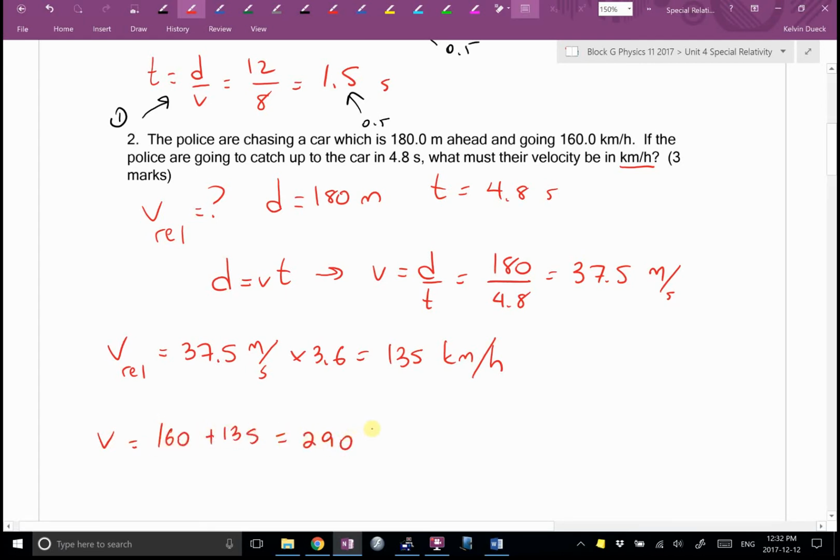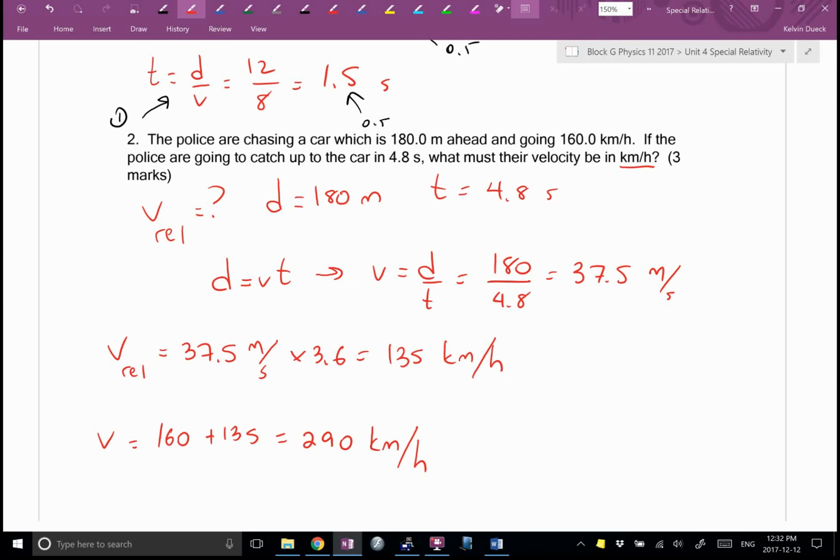Police are really going to have to be moving. I don't know if they can actually go this fast. Because the police cars tend to have different transmissions and different engines. And a lot of modern cars have what's called a governor, which tops out your top speed. And police cars usually have those removed, so they can go really fast.